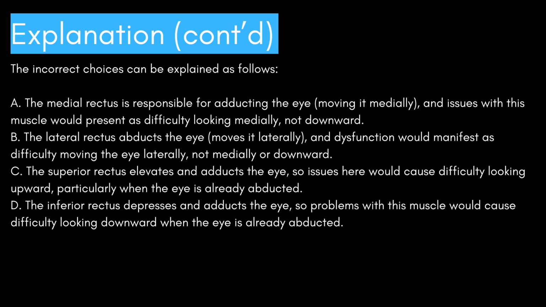The superior rectus elevates and adducts the eye, so issues here would cause difficulty looking upward, particularly when the eye is already abducted. D. The inferior rectus depresses and adducts the eye, so problems with this muscle would cause difficulty looking downward when the eye is already abducted. All right, now that we have covered this question, let's move on to look at the next question.